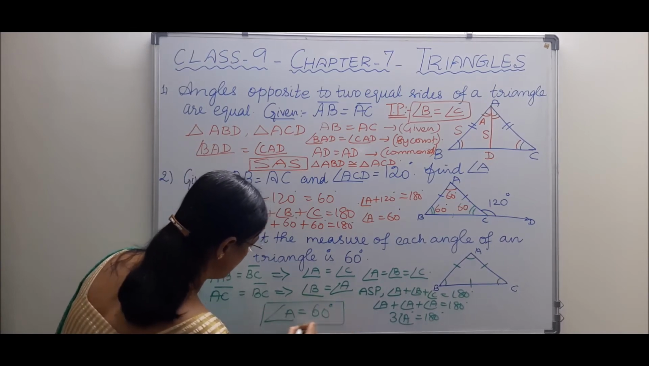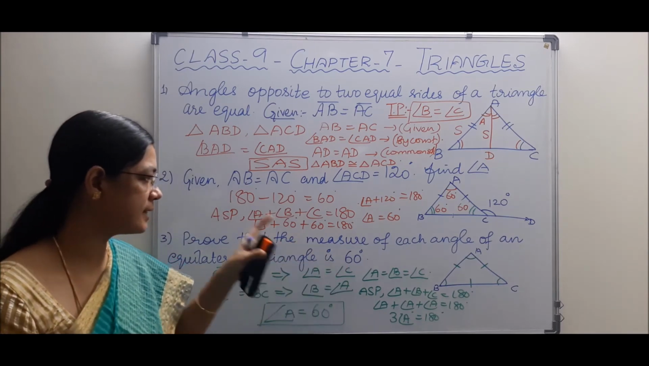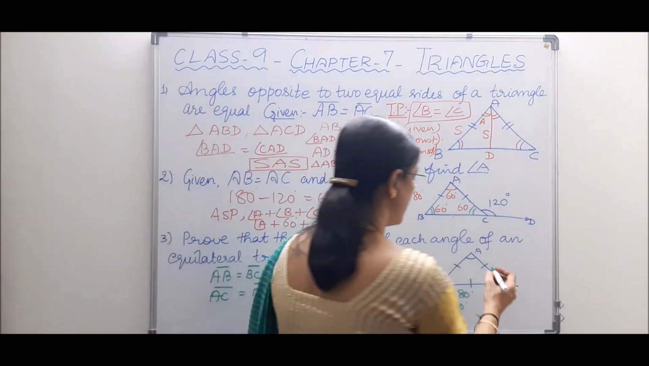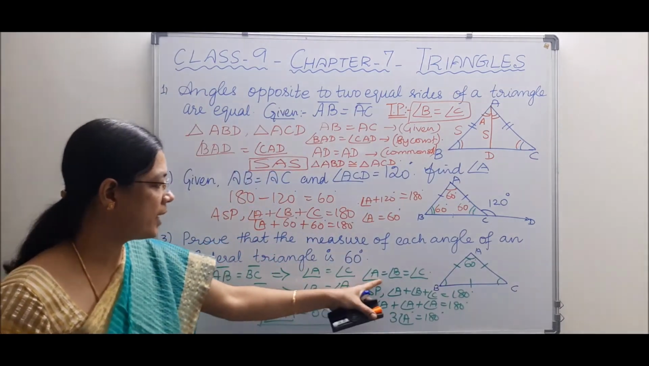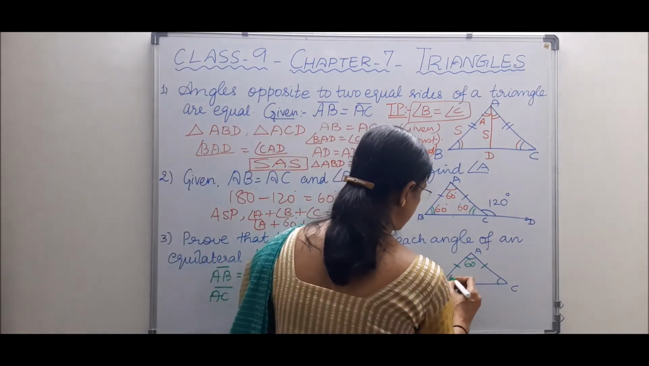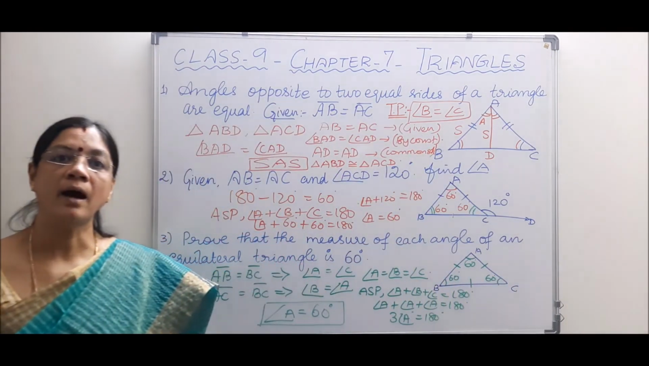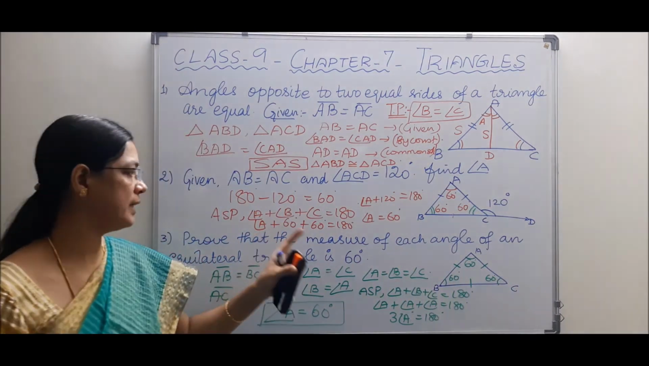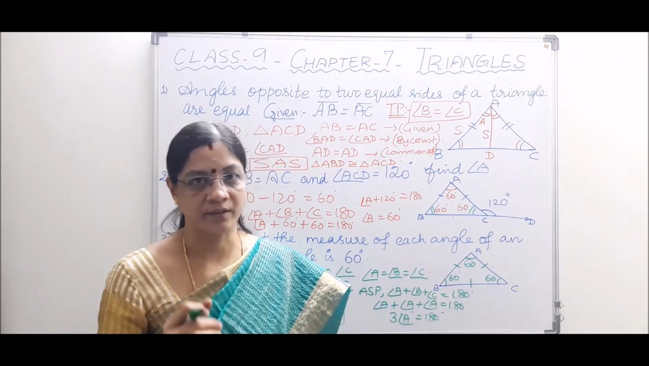So that is how we prove angle A is equal to 60 degrees. Since we have proved that angle A is 60, and angle A, angle B and angle C are all equal here, all the angles are 60 degrees. So the measure of each angle in an equilateral triangle is 60 degrees.